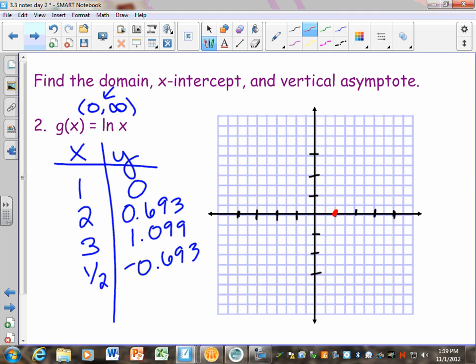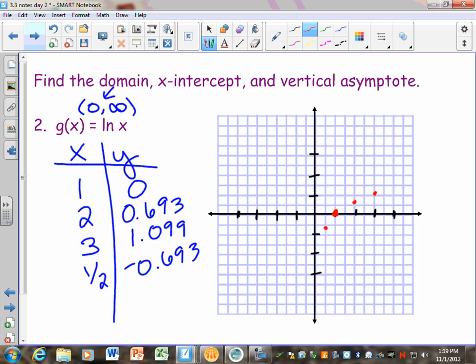One, zero. To negative 0.693, so that's just a little bit above a half. And at 3, it's barely over 1, which means, do you agree this is kind of going up very, very slowly? Logarithmic graphs do that. At 1/2, it's negative 0.693.